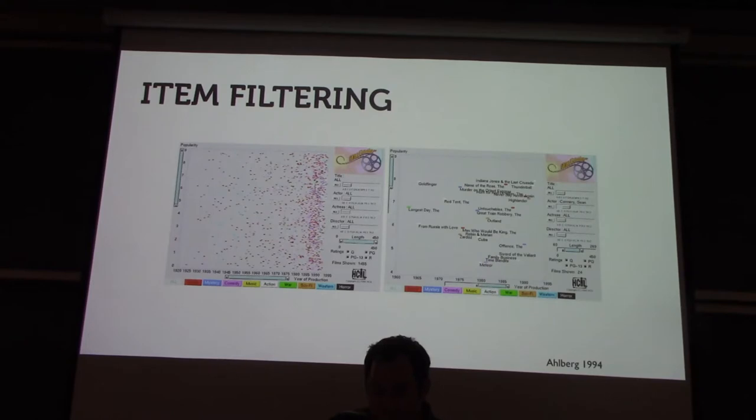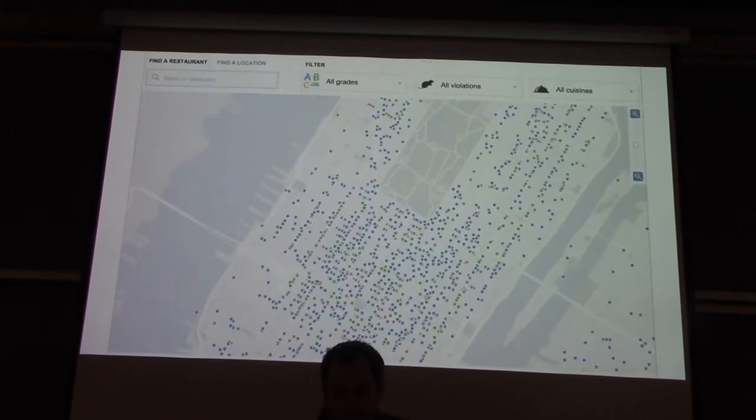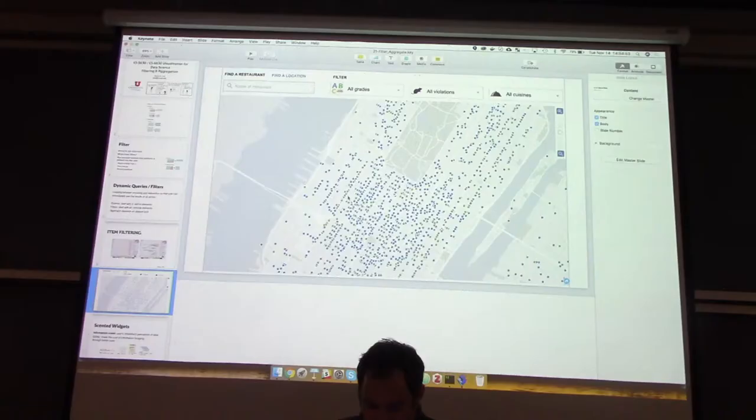This is a historic example for item filtering, the movie finder, again from Ben Shneiderman's group. Here we have a scatter plot of time versus popularity, and then you can apply various different filters, and only those filtered items remain visible. Here is a modern example, which again, it's not going to work.